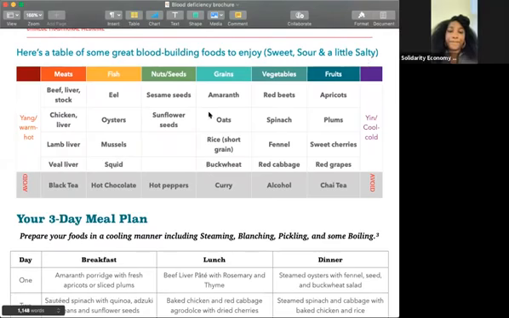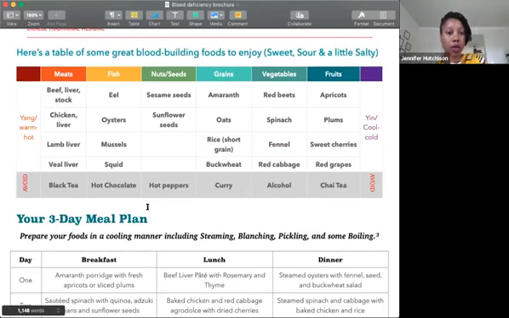Okay. So here's a table, and I've organized it so that on the left side you'll see more hot, warming foods, and on the right side you'll see more cooling foods. And I organized it in columns for meat, fish, nuts and seeds, grains, vegetables, fruits. Fruits in general are more cooling and more cold.